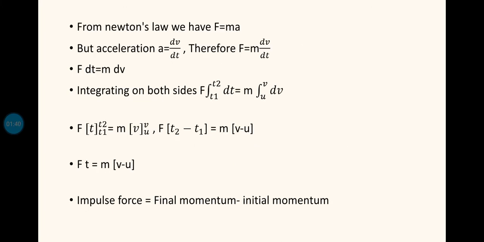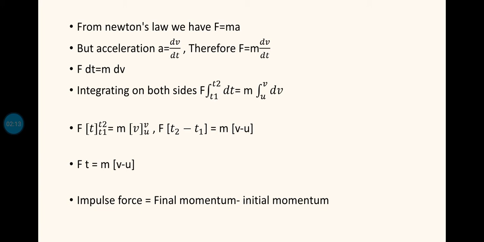Now we want to derive the impulse momentum equation. For deriving it, we first consider Newton's law of motion, F equal to ma, where F is the force acting on the body, m is the mass, and a is the acceleration. From the definition of acceleration, we know that acceleration is the rate of change of velocity, so a is equal to dv by dt. Therefore Newton's law becomes F equal to m into dv by dt. Now taking dt to the left side, the equation becomes F dt equal to m dv.